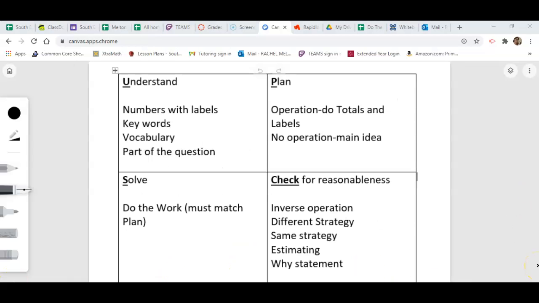So this is a UPSCheck box. It is just a 4 square grid, 2 by 2. So U stands for understand, P is plan, S is solve, and check is check for reasonableness. I'm sure that most of you, if you have been teaching your students any kind of strategies for word problems, you've done all of these. It just may not have been called UPSCheck.